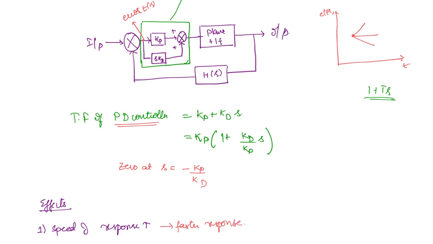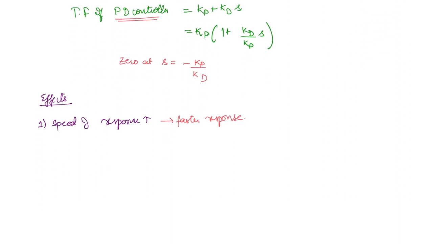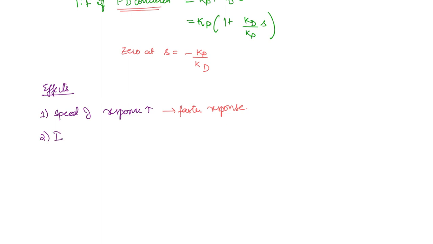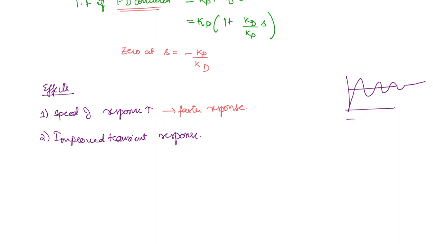Next, the second point is the transient response. It is going to improve. Improved transient response. So what is the transient part? The part which will die out after some time. For example, you have seen in time domain specifications, if this is the final output, then there will be some oscillations before finally settling down. Till the point of oscillations, we call it the transient part.